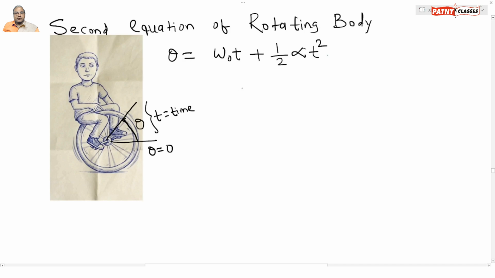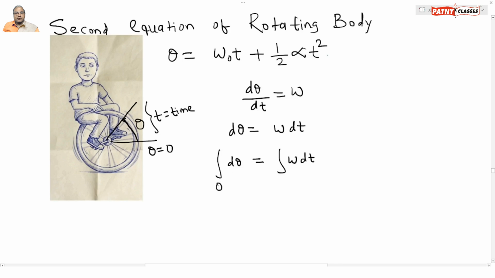So we are using the idea that rate of change of angular displacement is equal to angular velocity. So it is now a differential equation. Solving this differential equation, we get d theta equals omega dt. Integrating both sides, integration of d theta, integration of omega dt. Now on the left side, we take the limits of angle, that is theta equals 0 to the final angle theta. And on the right side, we take the limits of time, so time from 0 to t.